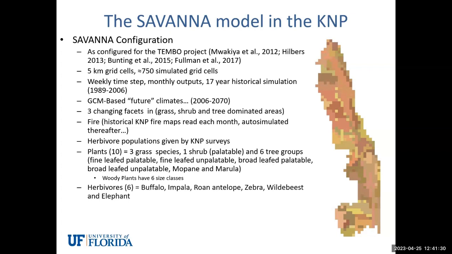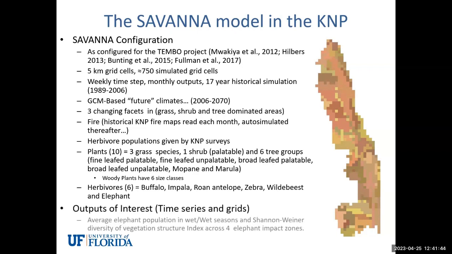6 different herbivores, though Hilbers, I think, had 10 to 12 in his 2015 paper. Actually, it should be 2015 Hilbers. And again, outputs of interest, usually time series and grids.